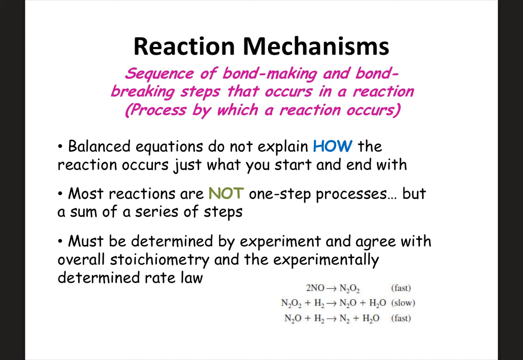So you can propose a mechanism, but in order for the mechanism to actually work, it has to agree with the stoichiometry and it has to agree with the experimentally determined rate law. Again, these reaction mechanisms are just a series of steps that show you how a reaction takes place. This could be a potential mechanism. They have a series of different reactions, and you'll see that they even tell you whether the step is fast or slow. We're going to talk about all this as we go forward.